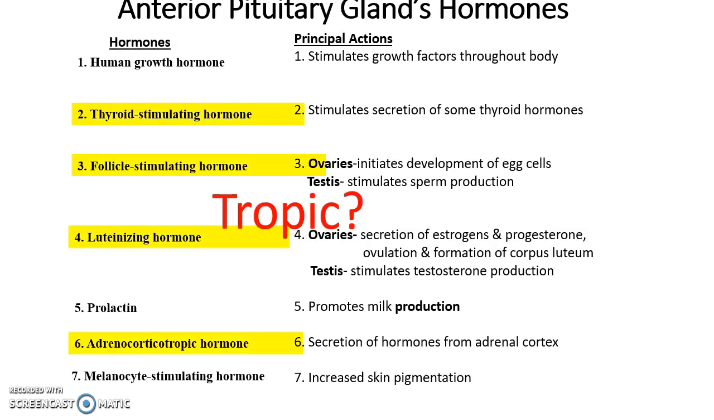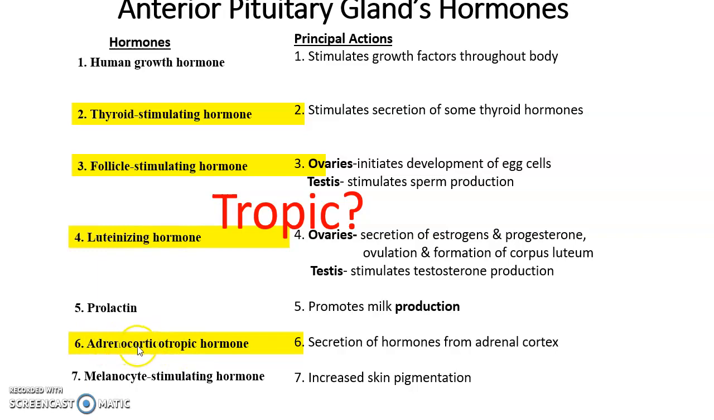So which of these are tropic hormones? Well, thyroid stimulating hormone is a tropic hormone because it stimulates the thyroid gland to produce the thyroid hormones. Follicle stimulating hormone is also a tropic hormone because it stimulates the production of estrogen in the ovaries. Didn't say that earlier, but it's true. And the luteinizing hormone is also a tropic hormone because it stimulates the production of estrogen and progesterone in the ovaries and testosterone in the testes.